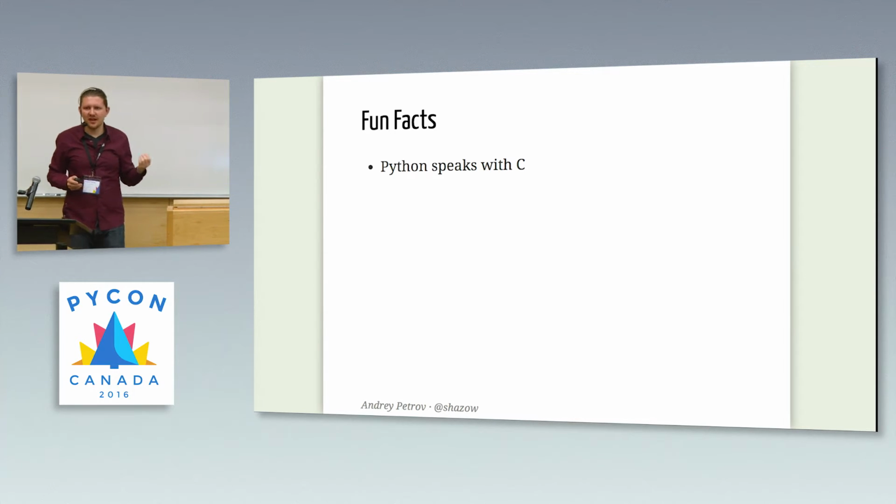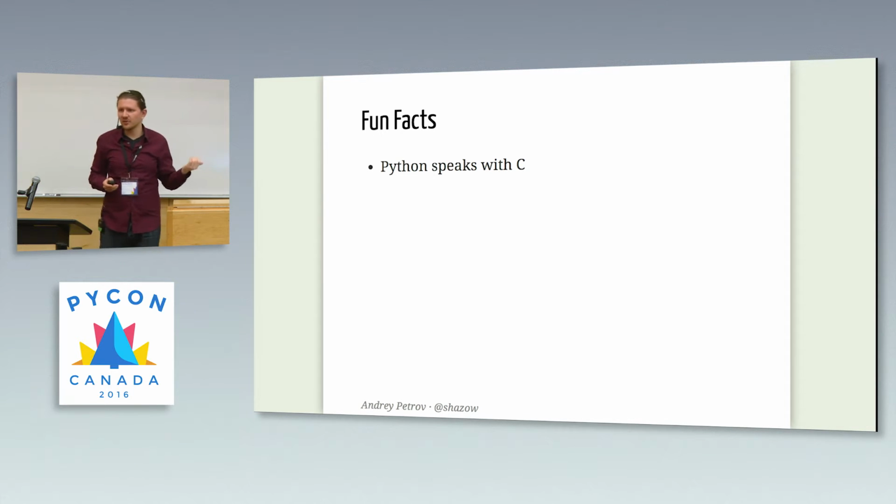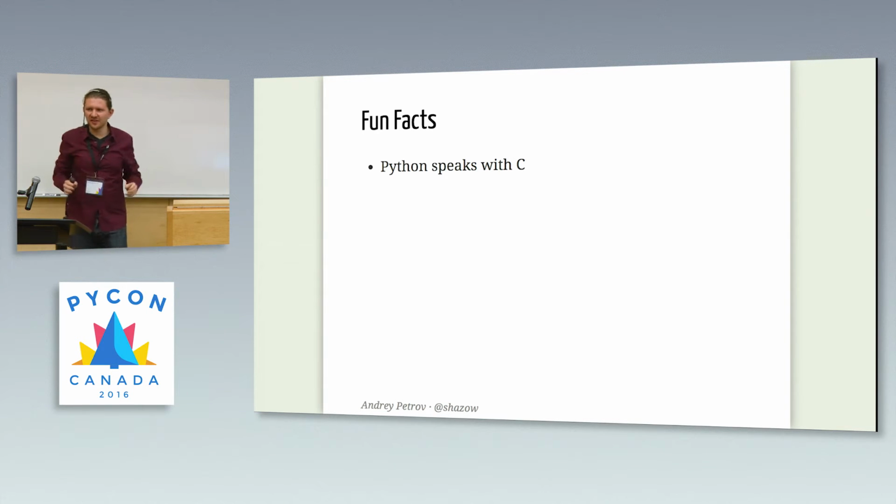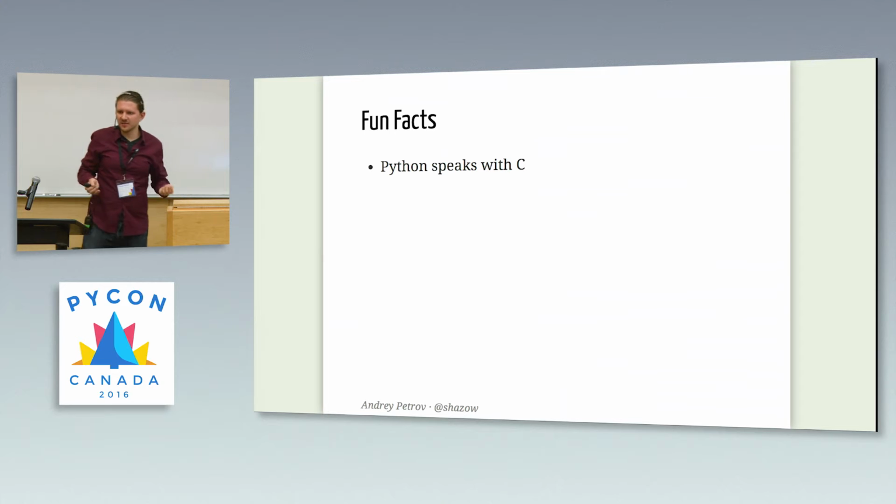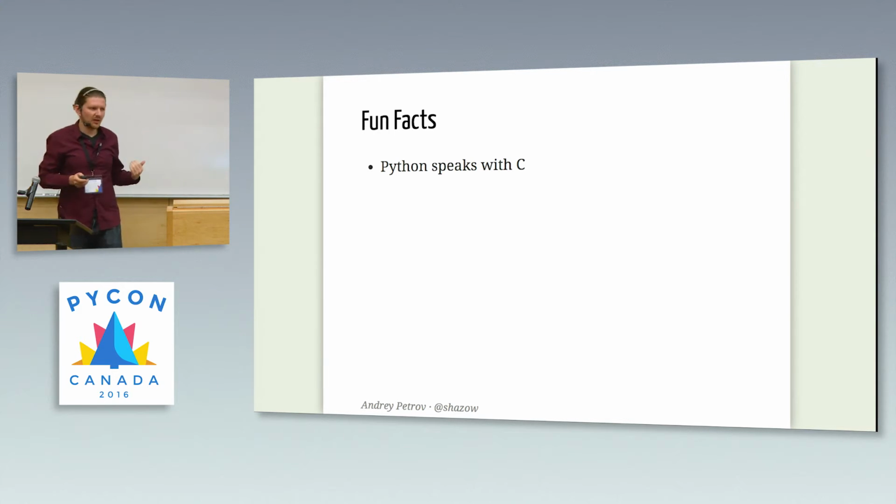Python speaks with C. A lot of us know this because a lot of the libraries that we're using are built in C. So when you pip install and you see a bunch of output that's building stuff, that's probably C. So stuff like LXML or PIL and all those C bindings. So Python clearly speaks with C.